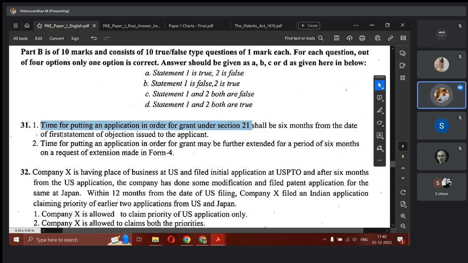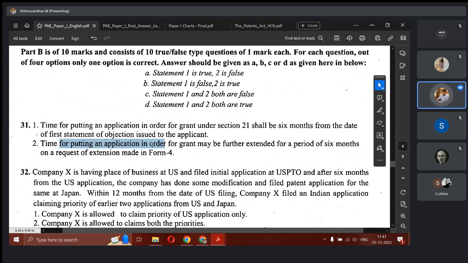Okay, so 31 is time for putting an application in order for grant under section 21 shall be 6 months from the date of first statement of objection issued to the applicant. So in general, once the FER has come out, you get 6 months of time. Okay, and this 6 months you can always extend by filing form 4 under rule 24B or something. You can extend this by 3 more months. So you get 6 plus 3 months, totally 9 months. So 6 months is correct.